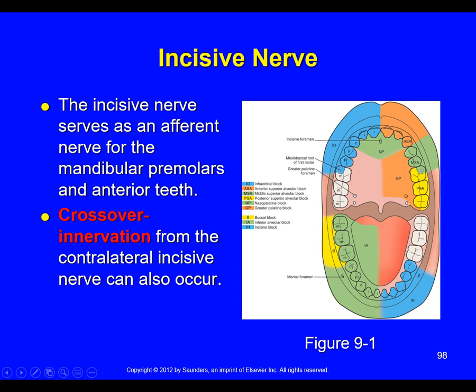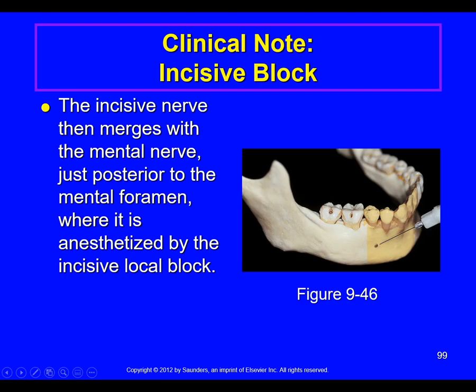Again, if we were just numbing one side, we may have some innervation, some crossover from the other side between 24 and 25, just like we would from 8 and 9. So here's where the incisive block would be. Same place as the mental foramen, but we would massage it into that mental foramen so that it would stop the depolarization of the incisive nerve area.